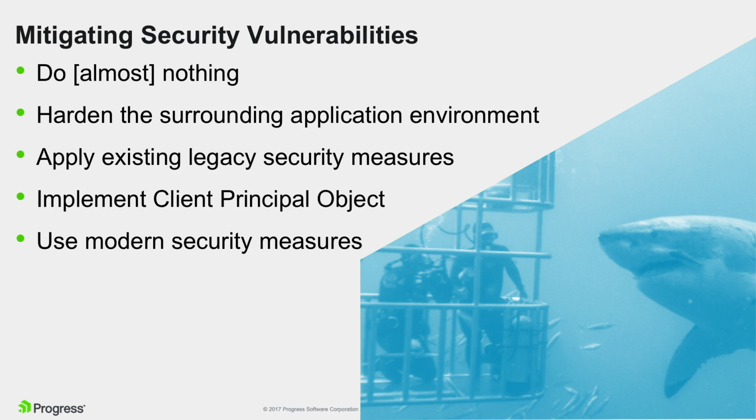Implementing identity management is also vital. Using client principal object within the ABL that asserts your identity is useful. Introducing modern versions of OpenEdge security products is also handy. Consider the OpenEdge Authentication Gateway.